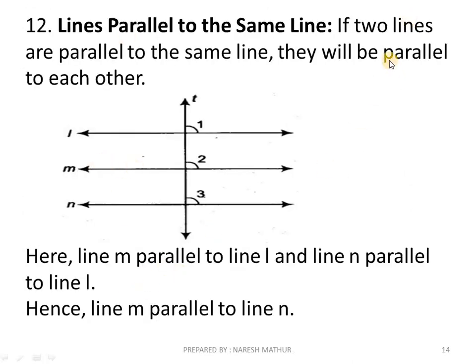Now if we are given 2 lines which are parallel to the same line, then they will be parallel to each other. See here, let's say M is parallel to L and N is also parallel to L, then M and N will be parallel to each other.